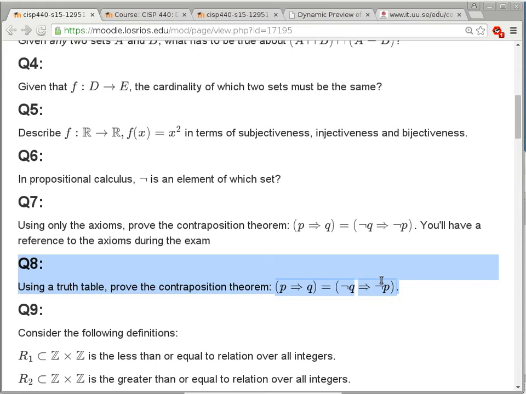So now we have not Q implies not P. True implies true is true. False implies whatever is always true. And that applies to this one as well. True implies false is false. Then you can make the conclusion and say, hey, look at this column. It is exactly the same as this column here. And that's the proof that these two are the same, because they have exactly the same outcome.